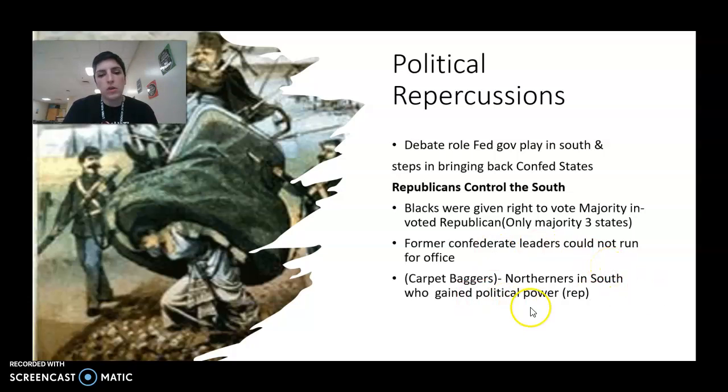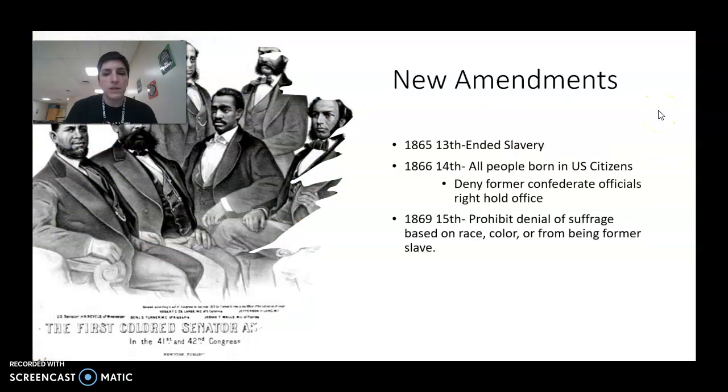We also had this issue with carpetbaggers. These were Northerners who went down south, who started to gain political power because they started buying a lot of land and homes, because it became so cheap down south, and because they brought down a lot of Northern money. There were new amendments that were created.